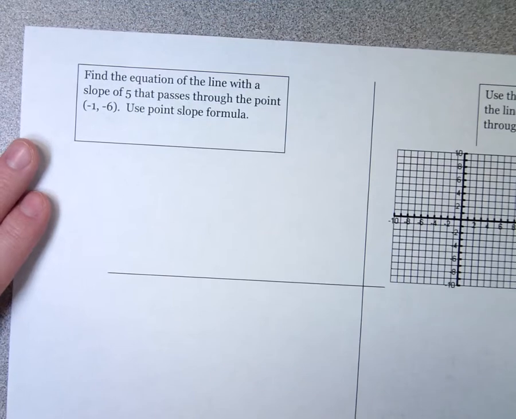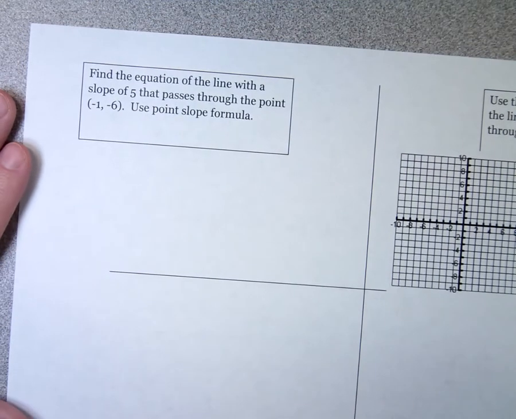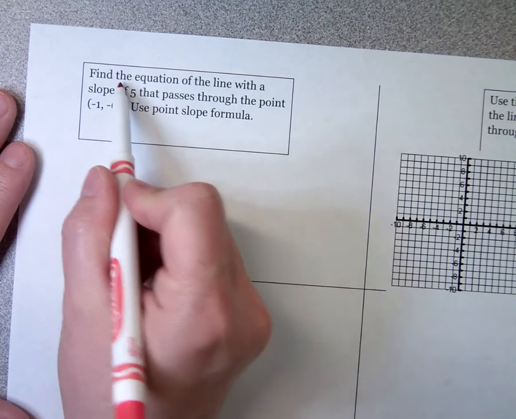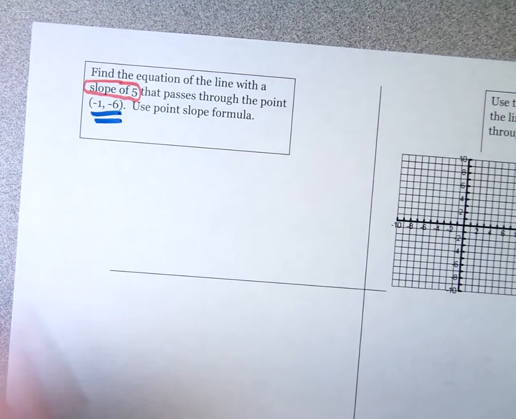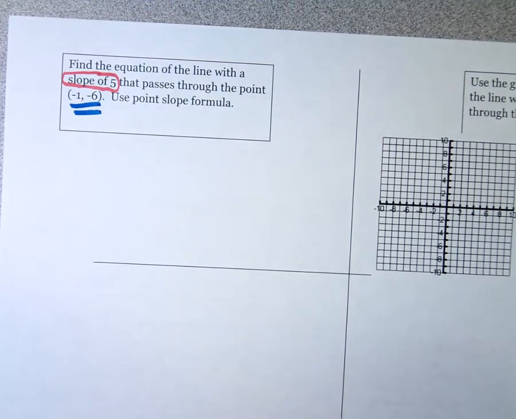Okay, let's go to the one that says a slope of 5 and the point's negative 1, 6. So find that one. Slope of 5 and the point's negative 1, 6.